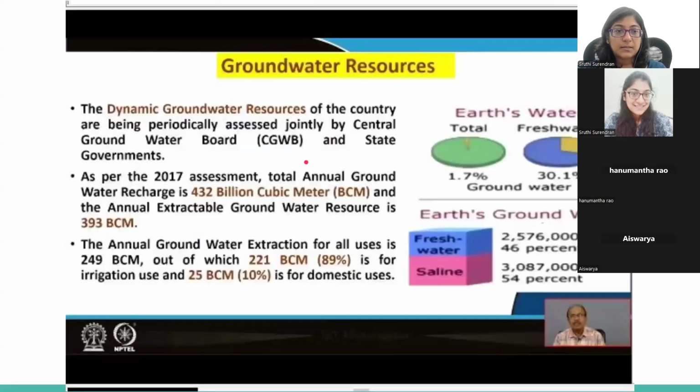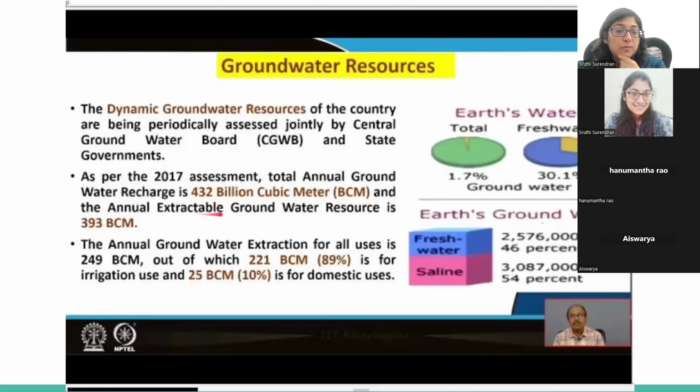So, according to the assessment that was conducted in 2017, and this assessment is carried out by the central government and the state governments' water boards together. I'm not very updated with the latest assessment, but in the lecture series, they're talking about the assessment that occurred in 2017. The total annual groundwater recharge here, they're not talking about the groundwater available, but groundwater recharge alone, that has happened is 432 billion cubic meters. And the yearly extractable groundwater that is available to us is 393 BCM.